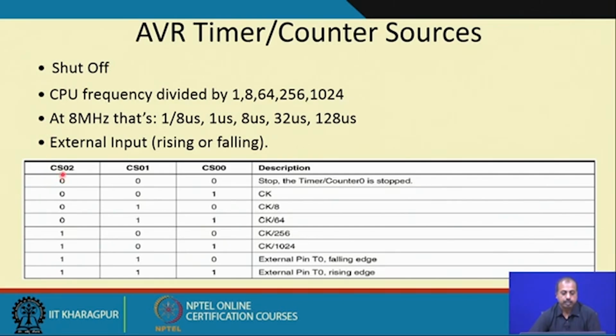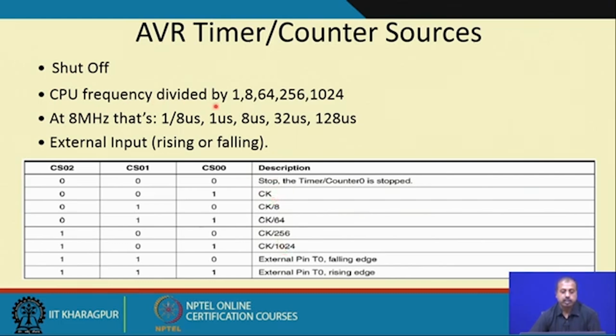These are the control lines CS02, CS01 and CS00. So, if these bits are 000, that means it is stop and the timer counter will be stopped. If the value is 001, then the timer counter will operate at the normal clock of the microcontroller. Then 010 it will operate at clock by 8 frequency, 011 will be clock by 64 frequency. So, this way there are a good number of settings: 8, 64, 256 and 1024, and of course, we have got the default setting.